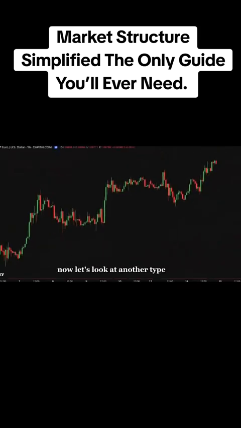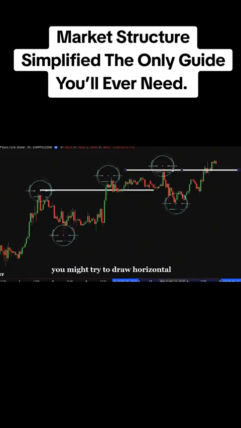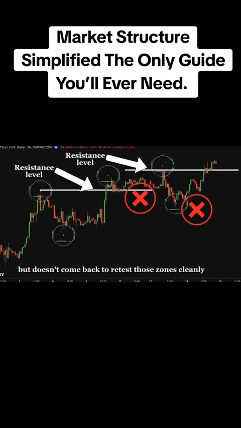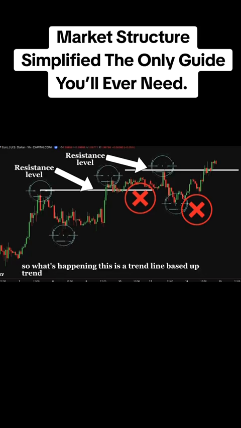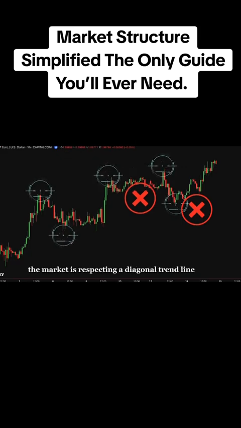Now let's look at another type, trendline-based trending market. Take a look at this chart. It's clearly in an uptrend, price is making higher highs and higher lows, but something feels different. You might try to draw horizontal resistance and support levels, but this time, price isn't respecting them. It breaks above them, but doesn't come back to retest those zones cleanly. So what's happening? This is a trendline-based uptrend. Instead of respecting horizontal levels, the market is respecting a diagonal trend line.